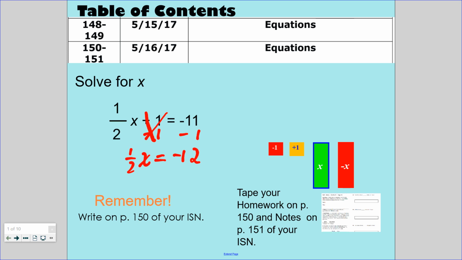-12. What is the inverse operation of divide by 2? It is times 2. Another way to say it is times 2 over 1. So what happens here is this cancels out. It becomes 1 whole, or 1x, or just x. And what is -12 times 2? -24. And that is how to solve for x. So here I did the reciprocal of 1/2, which is 2 over 1, and I multiplied it.